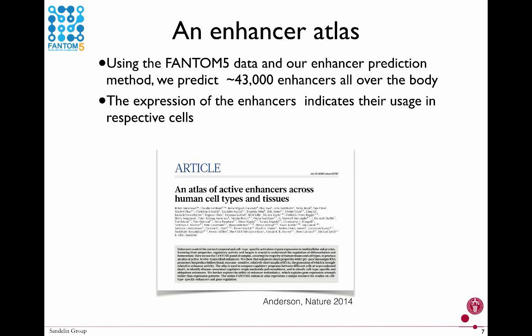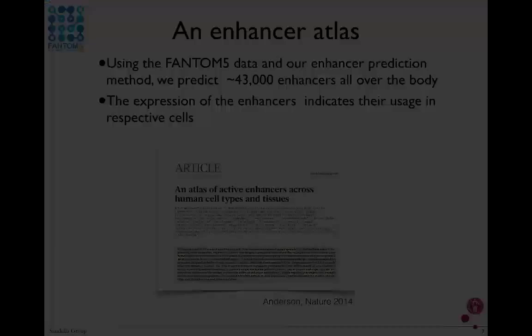In FANTOM 5, we used the mentioned properties to predict enhancers based on CAGE data. This resulted in around 43,000 enhancers. We found that the expression levels of enhancers corresponded to their usage in cells. So much in the same way as the promoters, we could use the FANTOM 5 collection of cell types and tissues to create a unique enhancer usage atlas across the human body.